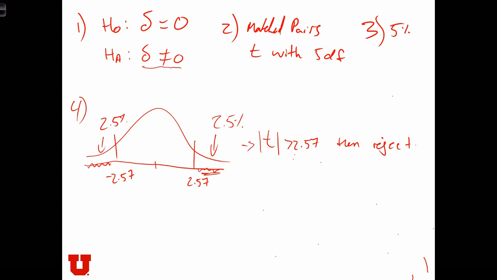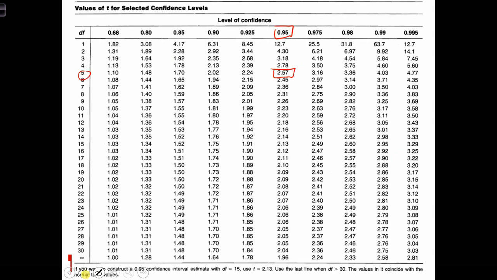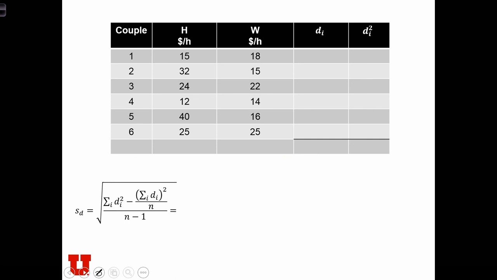The next step is to calculate our test statistic. Again, we're going to have to do some simple subtractions and squarings. Here we've got minus 3, 17, 2, minus 2, 24, and 0. This is the difference between husbands and wives. This is our new variable.